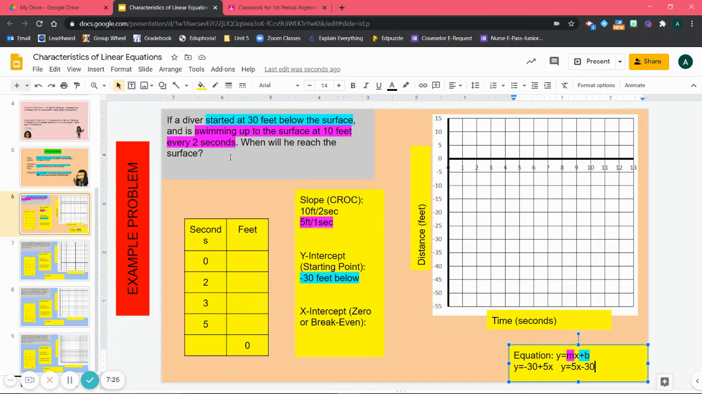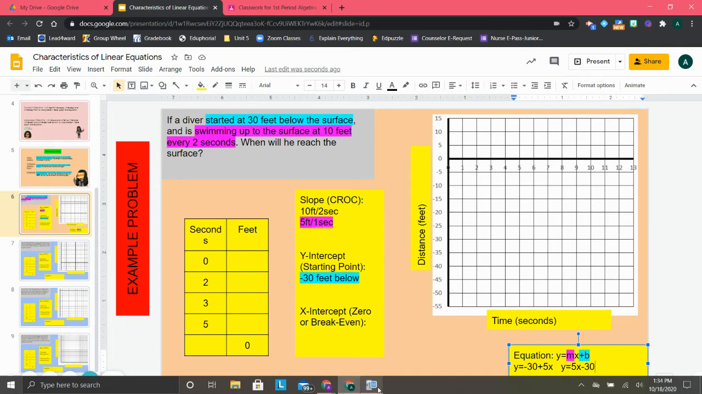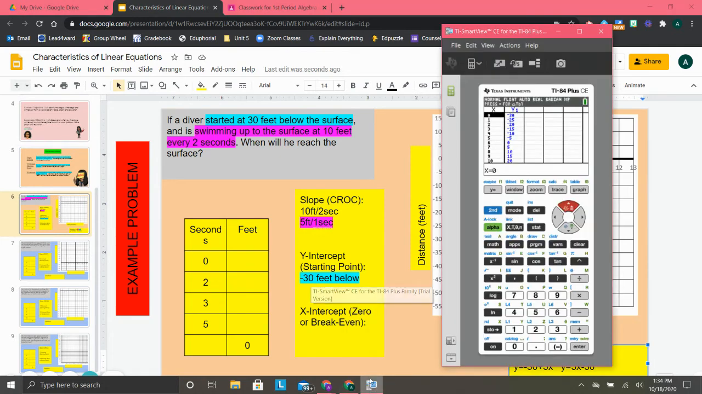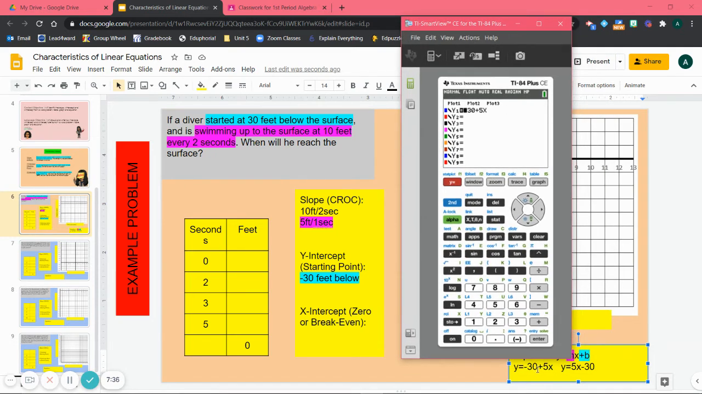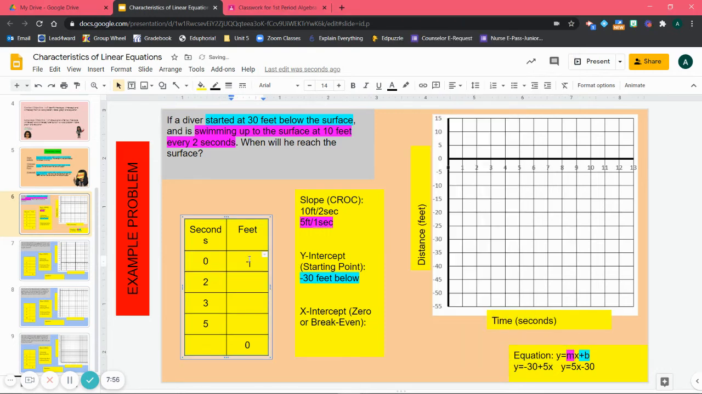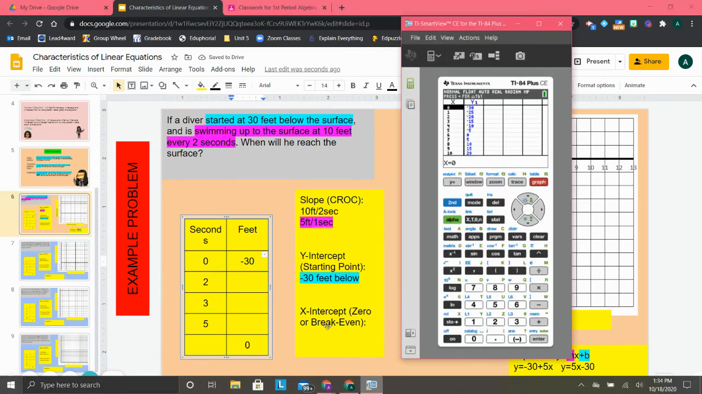So I have my equation, and I need to finish up my table and my graph because I want to know, when is this diver finally reaching the surface of the water? Well, I have a calculator, so I'm going to go to my y equals, and I'm going to plug in my equation, negative 30 plus 5x. Okay. So I want to fill up my table. So to get to the table, we go to second graph. At 0 seconds, so right at the beginning, we know where this diver is. At 0 seconds, they're at negative 30 feet below the surface. Okay. And they're traveling up 5 feet every 1 second.